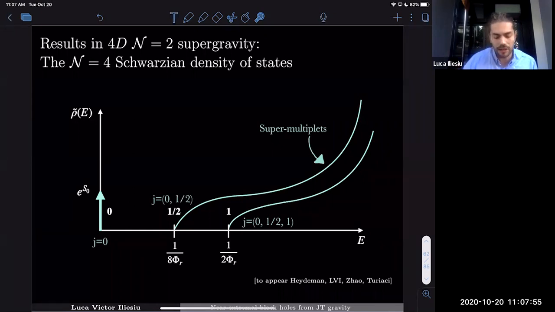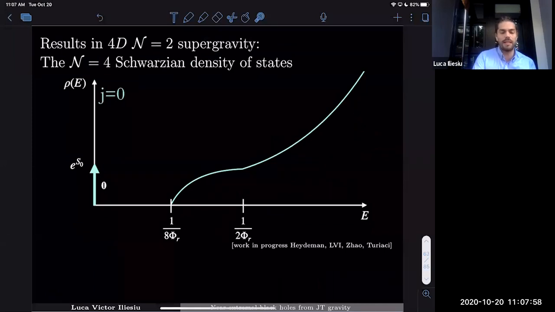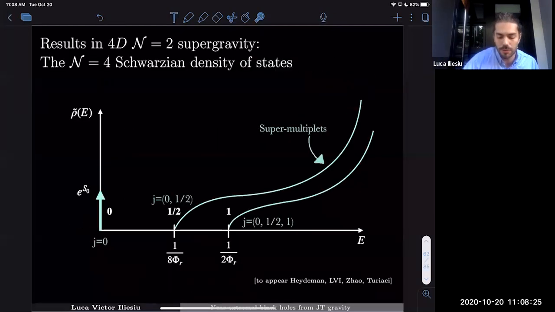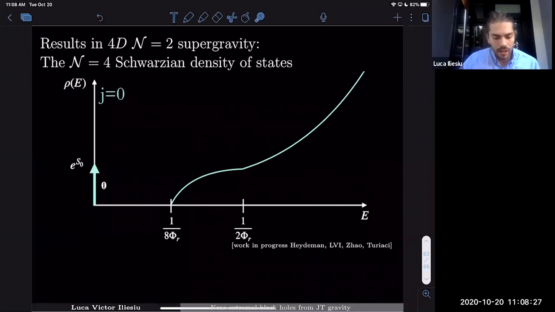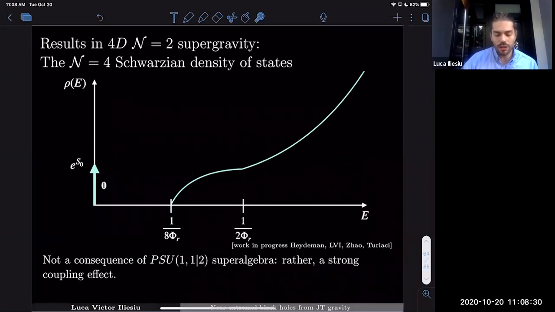So for instance, if I look at just the pure density of states with zero angular momentum, I see that there is ground state degeneracy. And very importantly, our calculation shows that the ground state degeneracy is entirely fermionic. And beyond that, there is some density of states that has a gap, and some discontinuity at a different scale where the other supermultiplet kicks in. Great. So that literally shows that our spectrum has a gap.